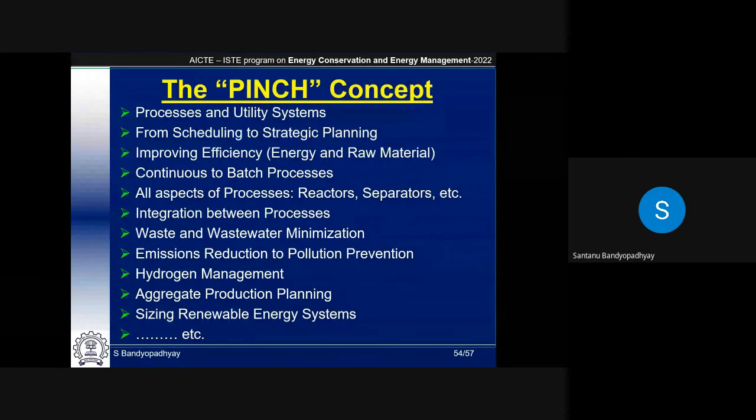The pinch concept has been used in many places, like process utility systems, which I have just shown to you. It has been applied from scheduling to strategic planning, improving efficiency, energy as well as raw material utilization, continuous to batch to semi-continuous processes, and all aspects of the process: reactors, separators, and so on. It covers how we can make energy conservation, how we can make water conservation, and so on. It talks about integration between different processes, wastewater minimization, emission reduction, pollution prevention, hydrogen management, especially in refineries, aggregate production planning, sizing renewable energy systems, and the list goes on and on.